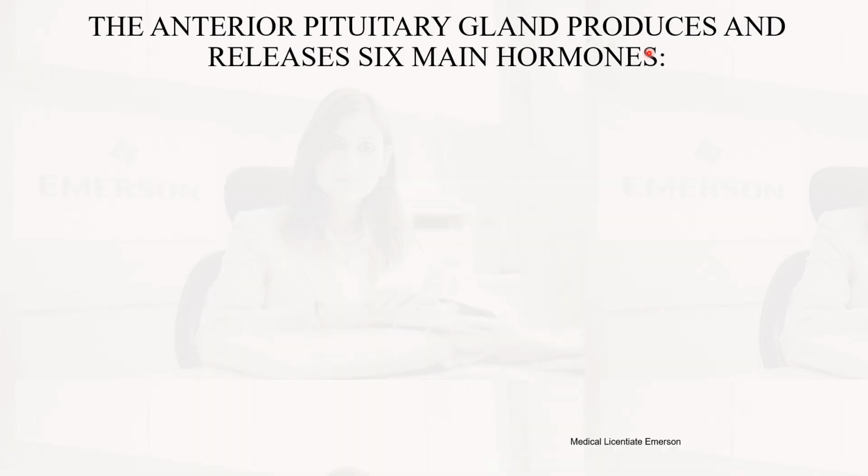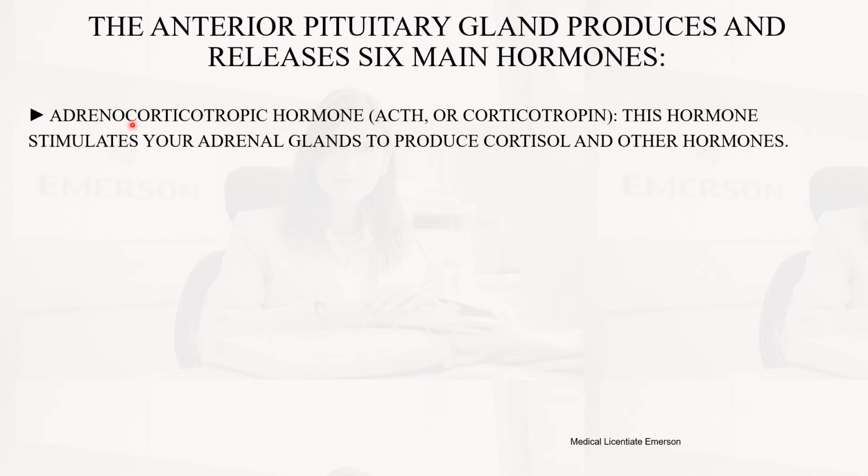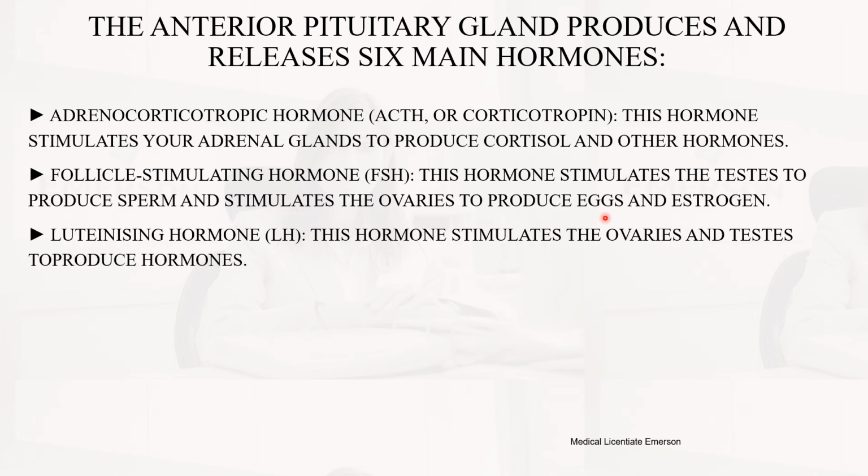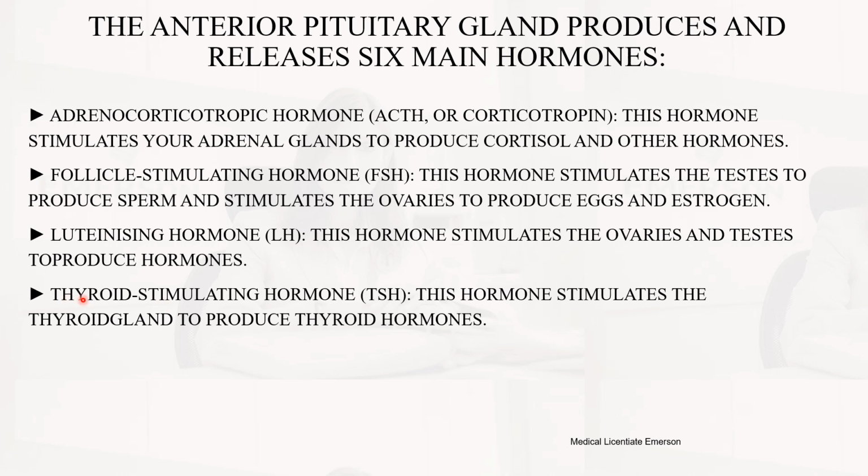Okay, then the anterior lobe gland produces and releases 6 main hormones. So we have the adrenocorticotropic hormone, ACTH or corticotropin. This hormone stimulates your adrenal glands to produce cortisol and the other hormones. Then follicle stimulating hormone stimulates the testes to produce sperm and stimulates the ovaries to produce eggs and the estrogen. Then luteinizing hormone stimulates the ovaries and testes to produce hormones. Then thyroid stimulating hormone stimulates the thyroid gland to produce thyroid hormone.